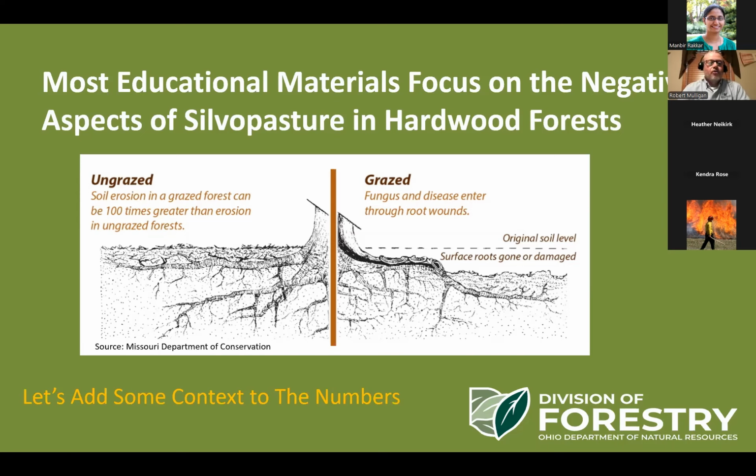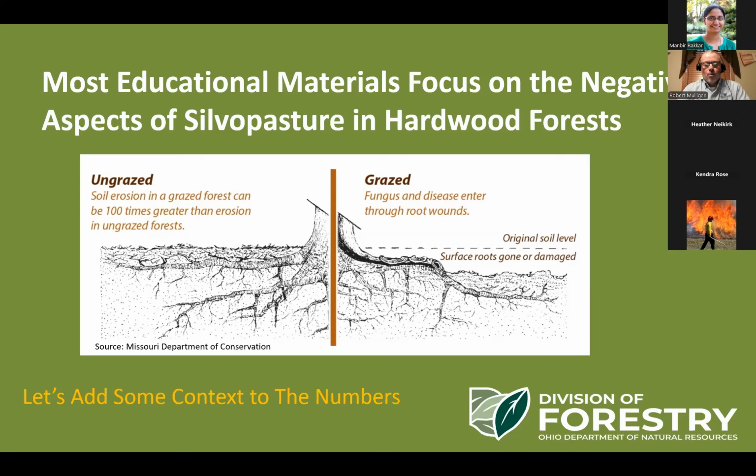So on the left side, it says an ungrazed woods, and then it says soil. You can see the natural soil line there. You got the fibrous roots toward the surface, which is exactly what we want to maintain. But it says soil erosion in a grazed forest can be 100 times greater than the erosion in an ungrazed forest. That is factually accurate. You can find research out there. There's tons of studies out there that'll show that number.